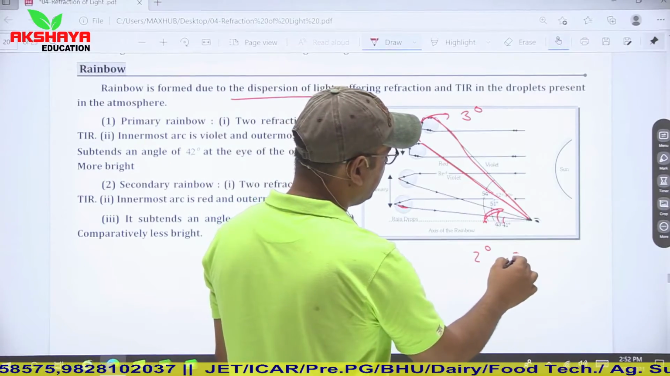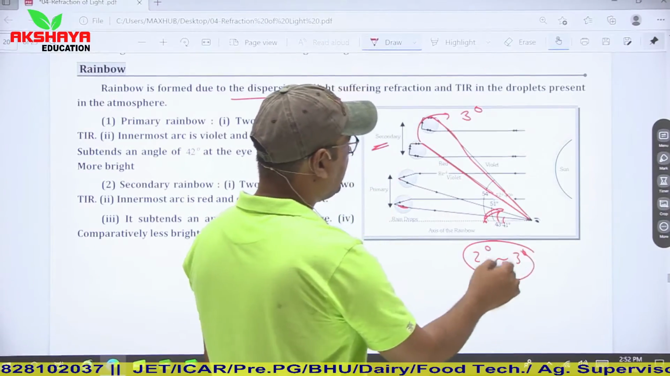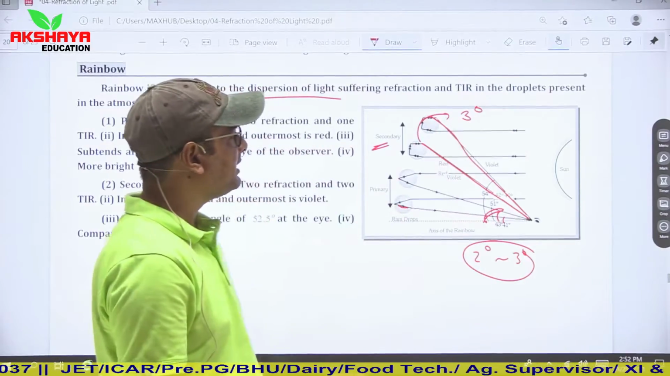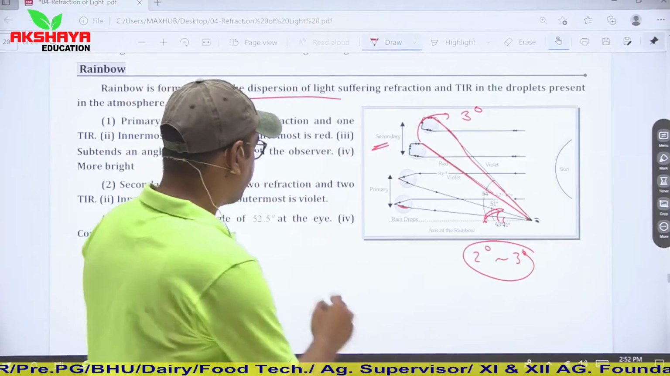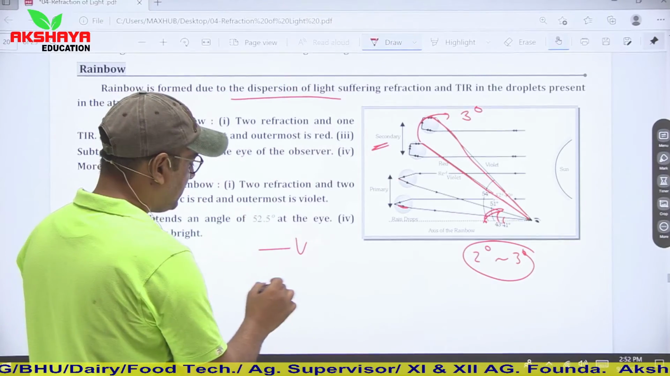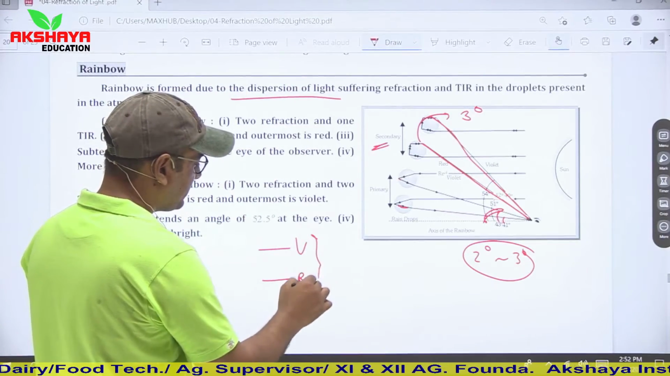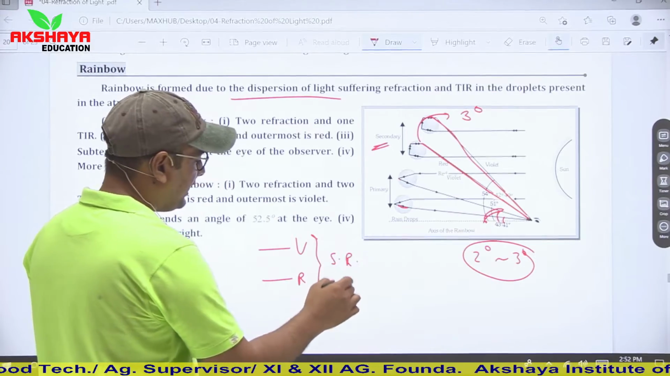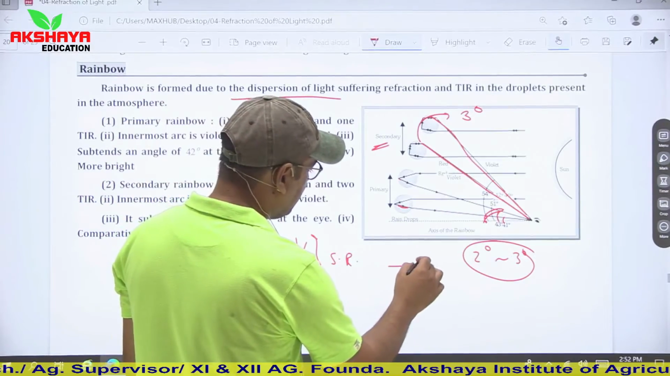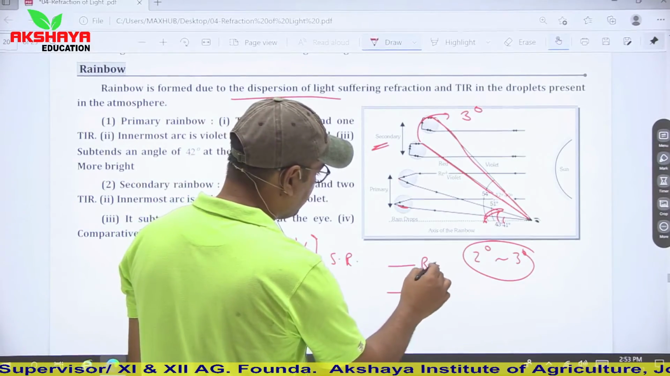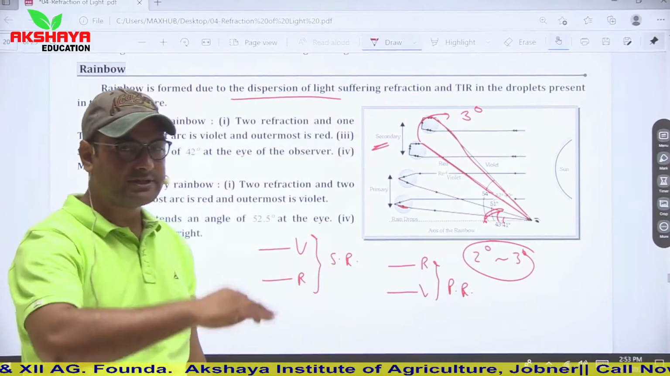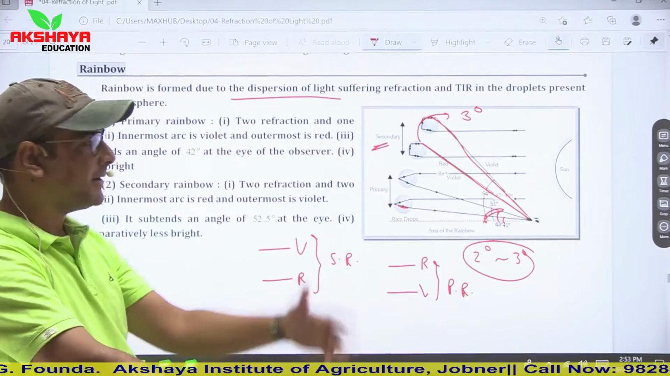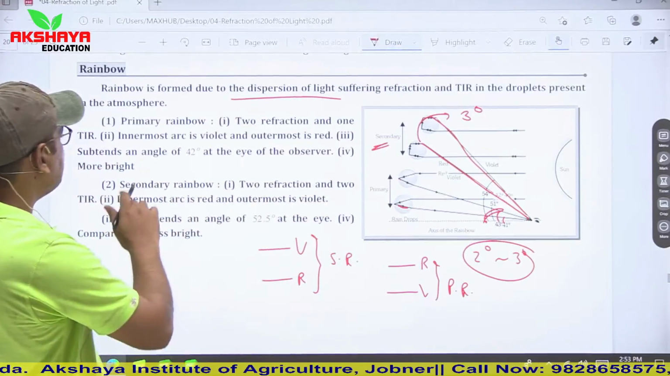And what we can see is that in case of secondary rainbow, violet is at top and red is at bottom. So violet and red, so it is secondary rainbow, and in primary rainbow, red is at top and violet is at bottom. So this is primary rainbow. Angular separation is generally at standard 3 degrees to 5 degree. So this is the simple concept.